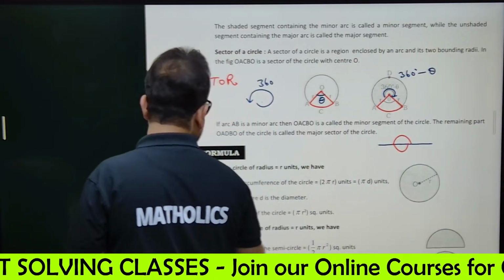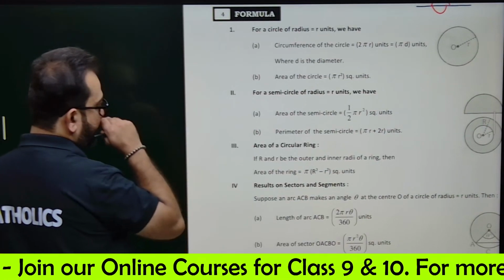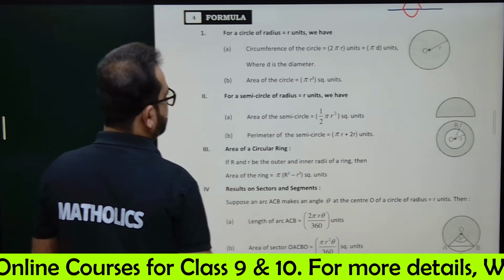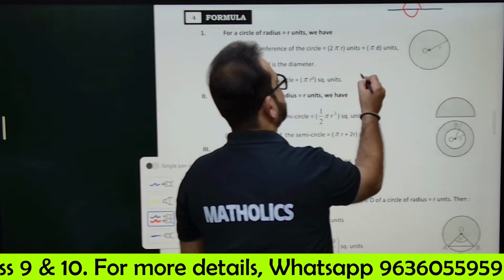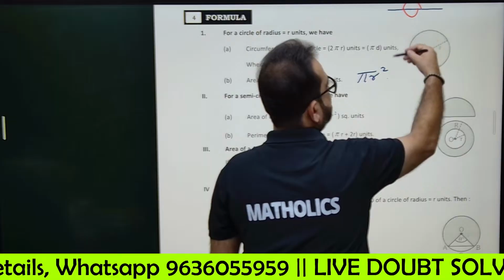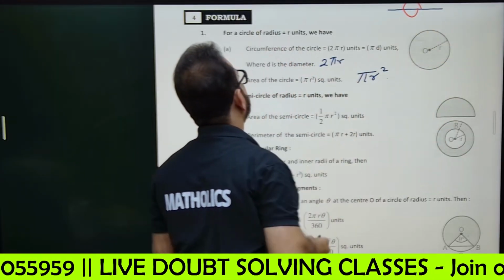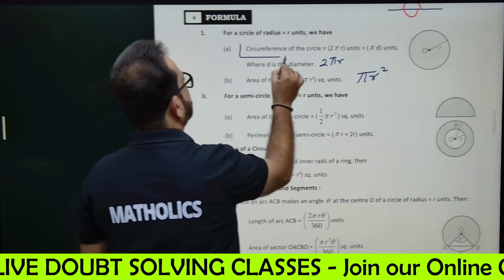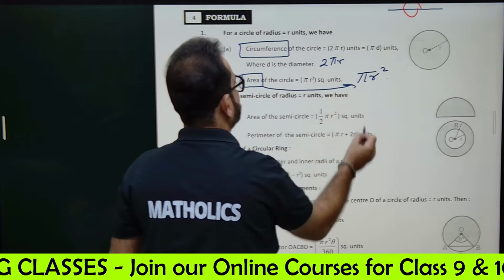Another one is the formulas for circles, which we'll be dealing with. What is the area of a circle? Come on. Area of a circle is pi r square. What is the circumference of a circle? Circumference, this boundary, is 2 pi r. So circumference is 2 pi r, and area is pi r square.